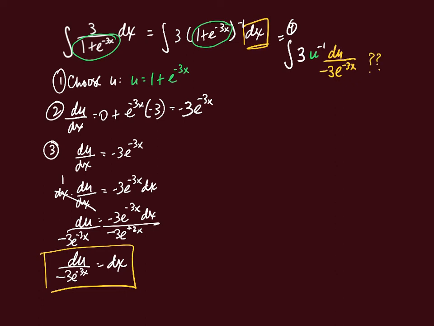So I'm kind of stuck, because now if I try to simplify this, well, I do get 3 over negative 3, that's negative 1. U to the negative 1 du over e to the negative 3x. That doesn't simplify with anything. So I have a problem here because I've got a u and an x in the same problem. What else can I try? Well, let's try a little bit of algebra first.